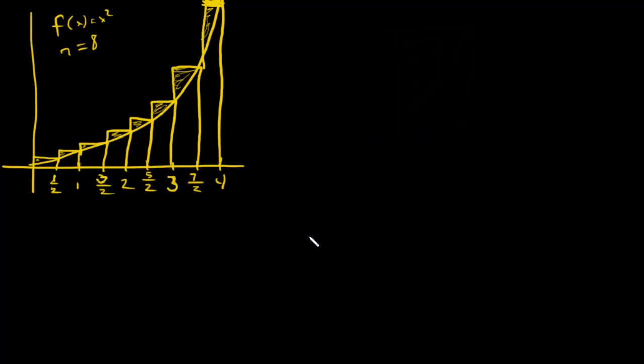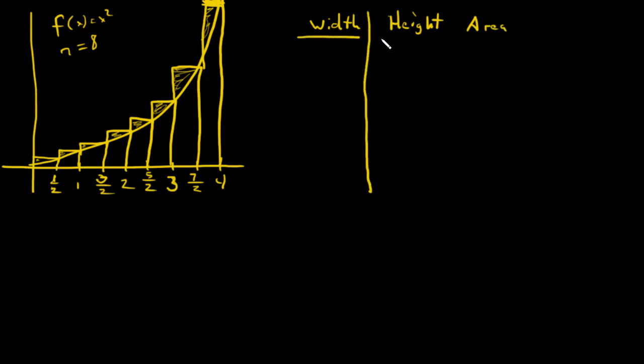So if n is 8, we need to set up a table and do a bunch of little things. So here we go. We'll make a table again. I'm going to have my width, my height, and my area. Alrighty. Now this is not going to immediately be as easy as the first one was.